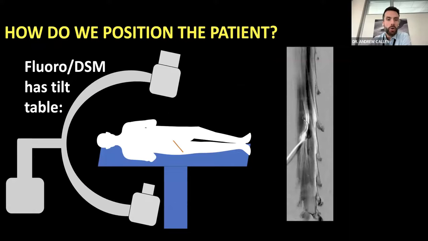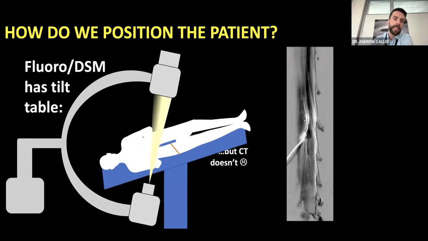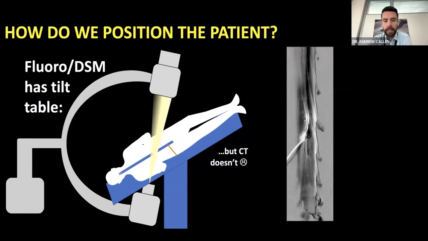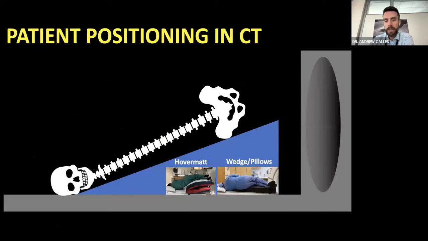In fluoroscopy, you can inject your contrast and then use the tilt table to move contrast down the spine and control the spinal bolus, but CT doesn't have a tilt table. And if you're trying to position the patient on the CT gantry, you may use a hover mat, sort of an inflatable mattress device folded in half, or you may put wedges or pillows under the patient's spine. There's problems with these approaches.